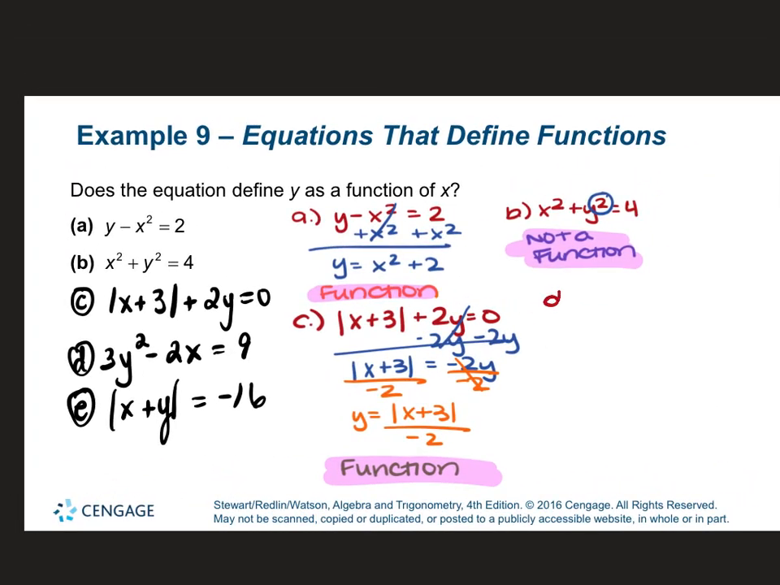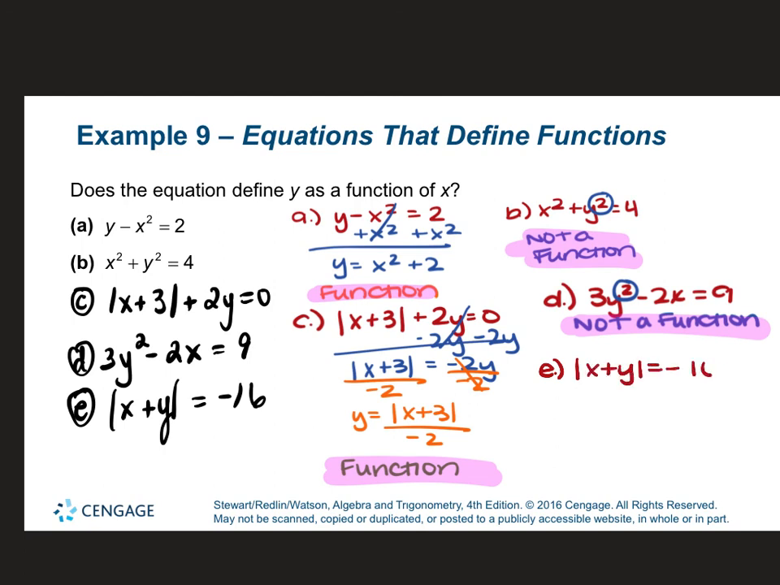And then for D, we have 3y squared minus 2x is equal to 9. Automatically, this y is raised to an even power, so this one is not a function. For E, you have the absolute value of x plus y is equal to negative 16. Because this y is inside the absolute value bars, again, this is not a function.